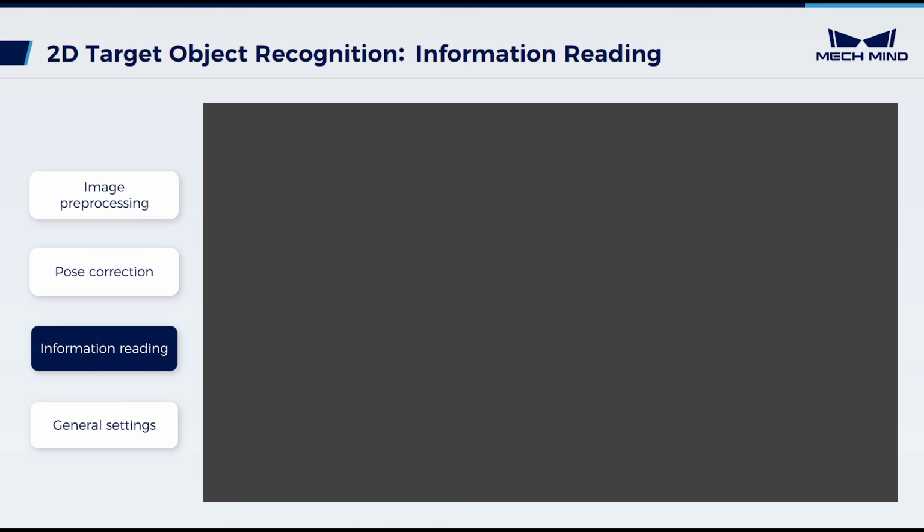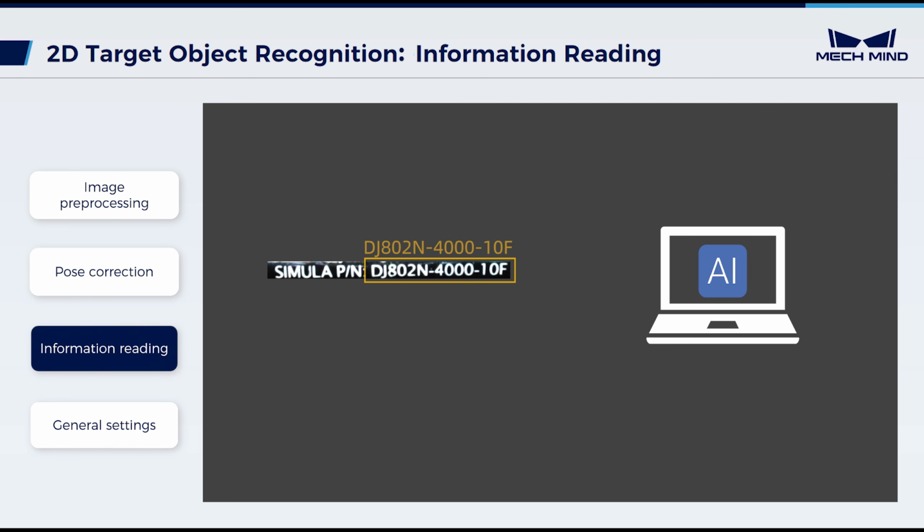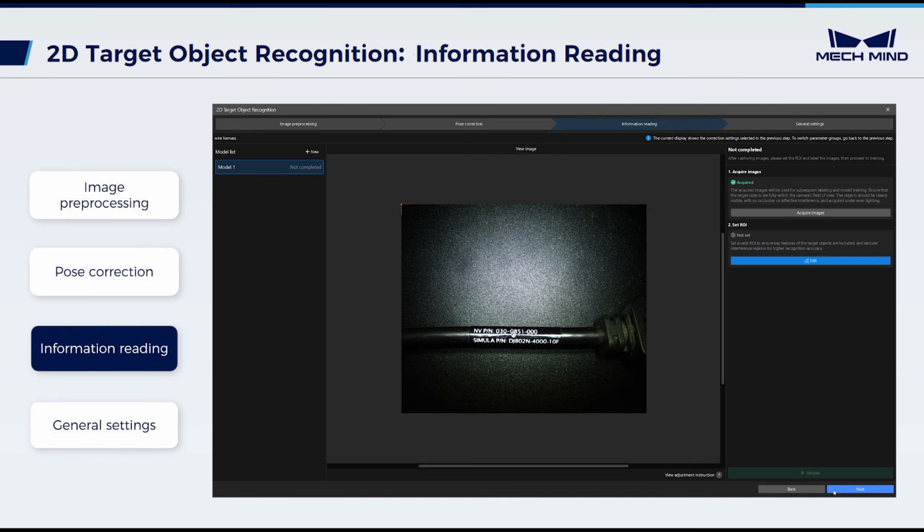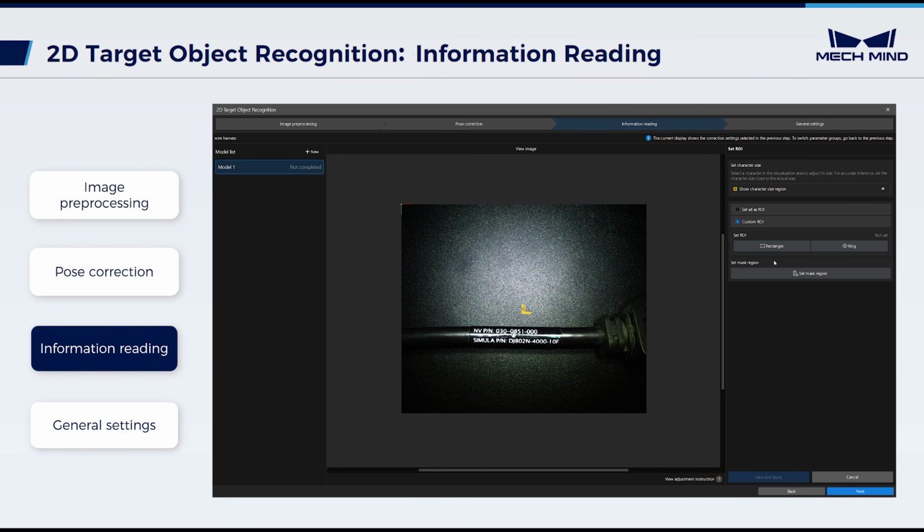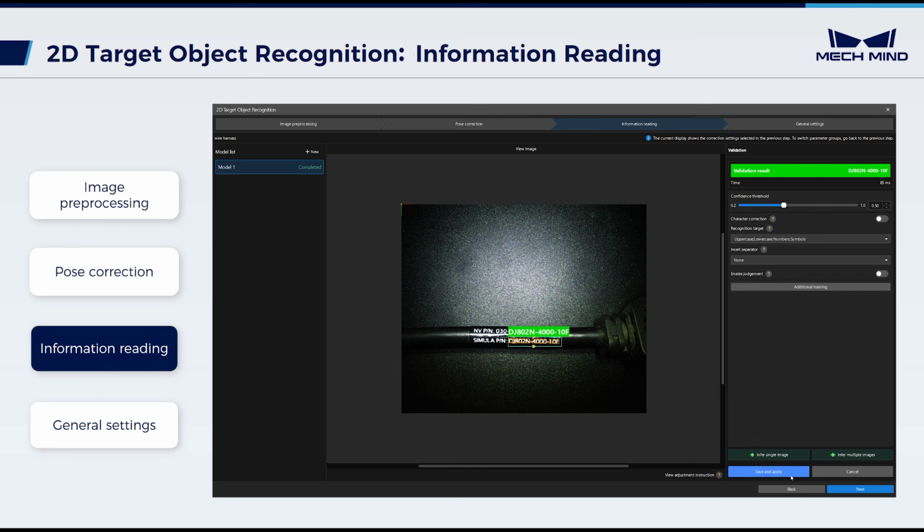In this step, based on the aligned image, you will quickly train an AI model for accurate recognition. Please operate as follows. Under Set ROI, click Edit. In this scenario, choose Custom ROI and use the rectangle tool to outline the part number region. Then, click Save and Apply. Click Validate to check whether results meet expectations. Since the validation result displays the accurate part number, the recognition is successful.